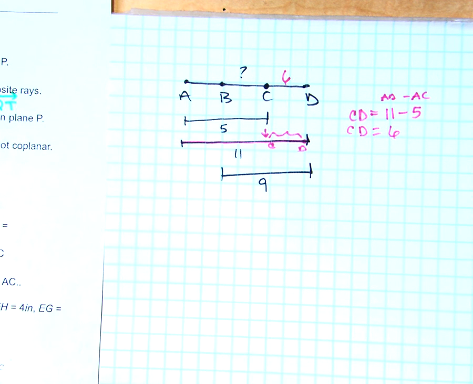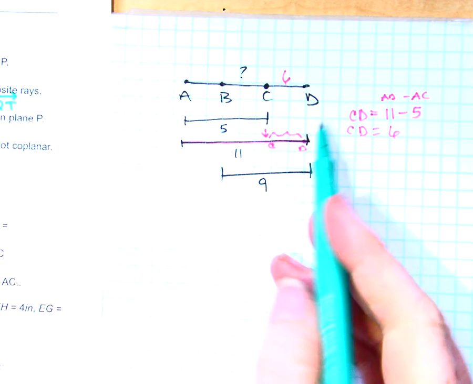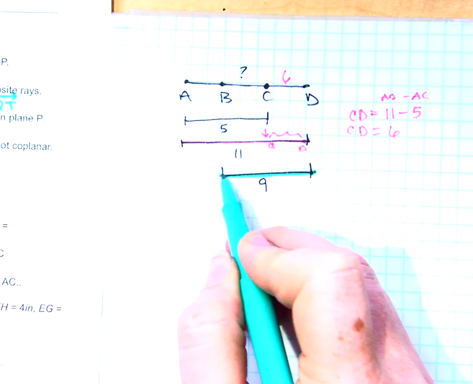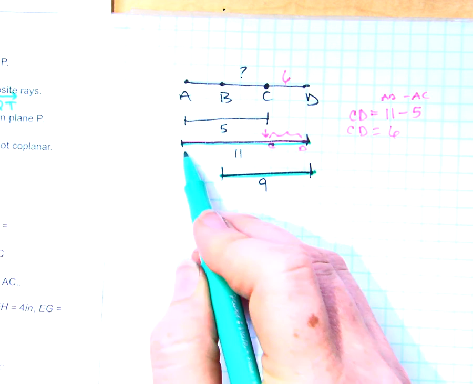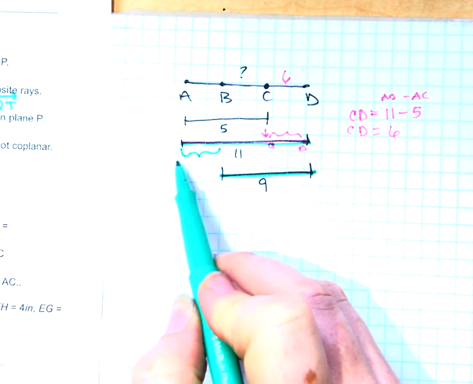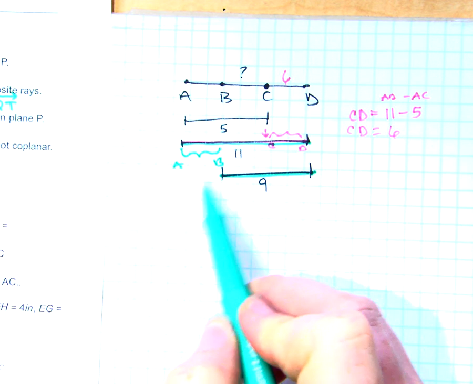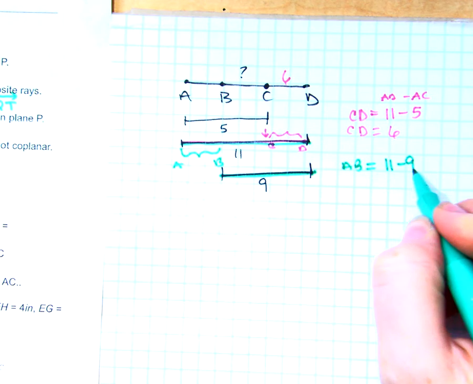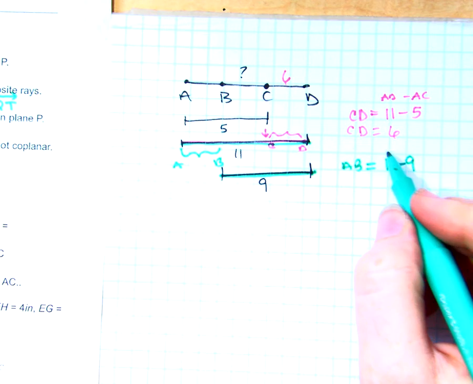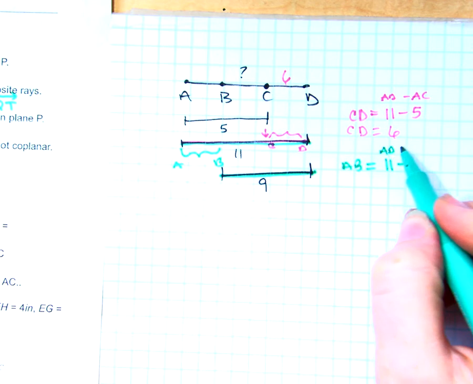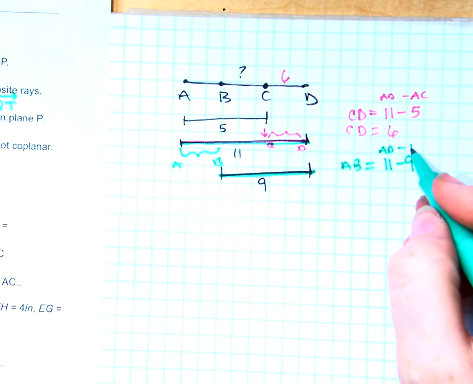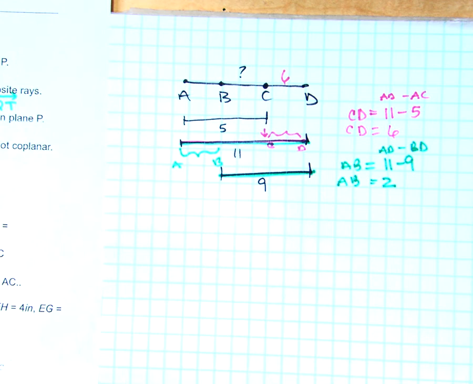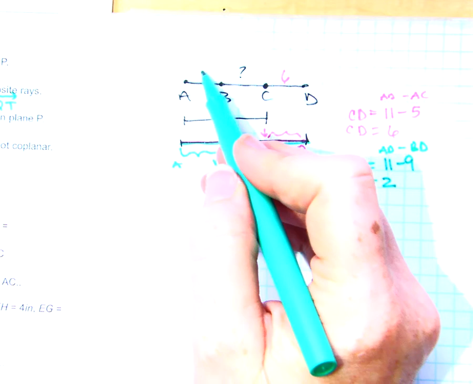And I can do the same thing here. I know the whole thing is 11. I know B to D is 9. So this time if I take 9 away from this 11, then it leaves me with this part, right, which is A to B. So I can find AB by taking all of 11, which is AD, and taking away 9 this time, which is BD. And so AB ends up being 2. Okay, so now I know this is 2.